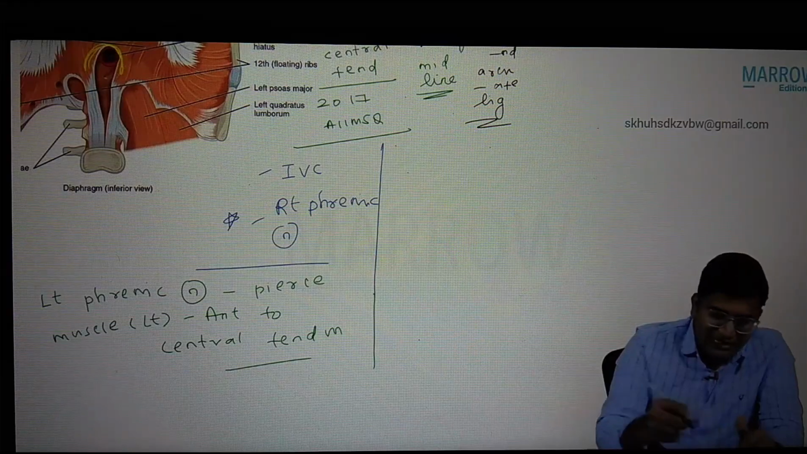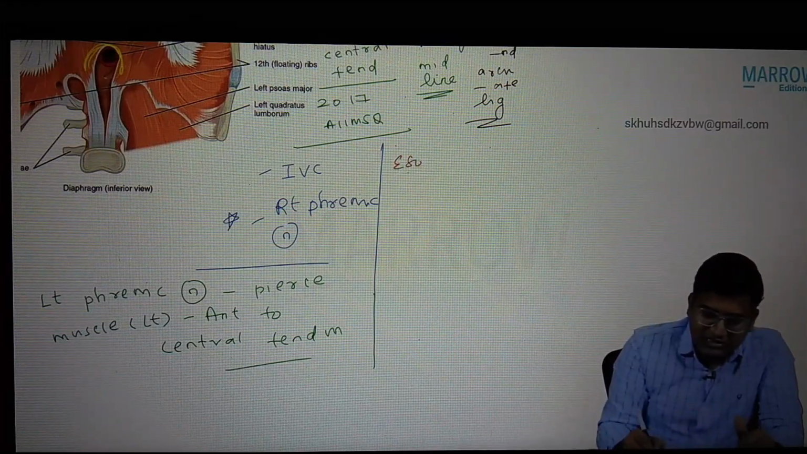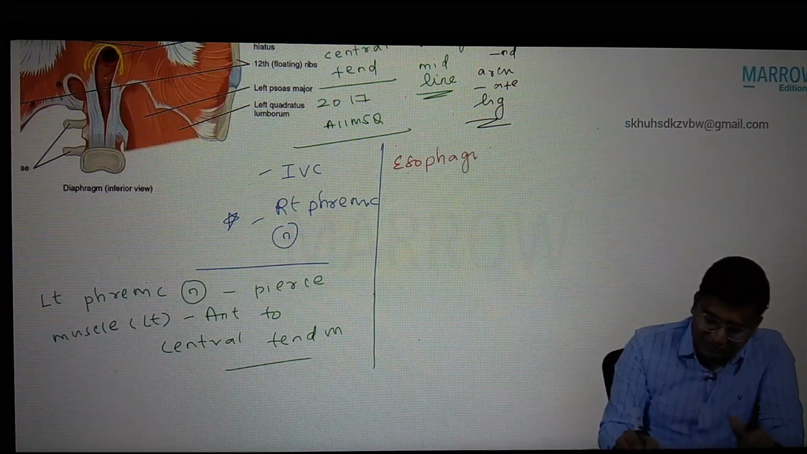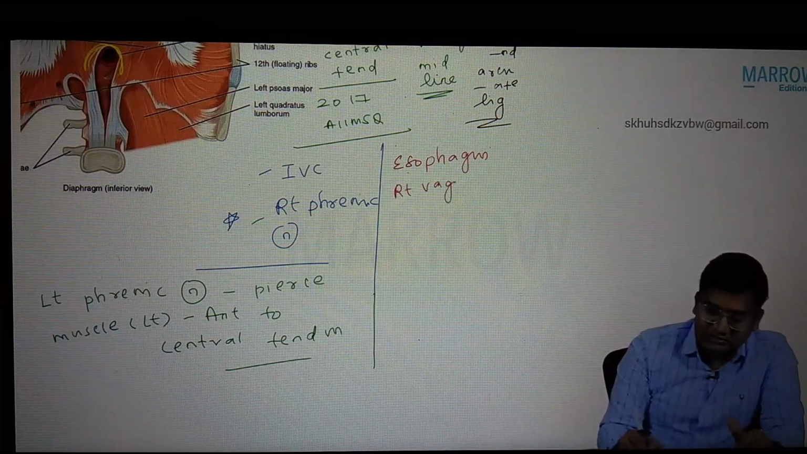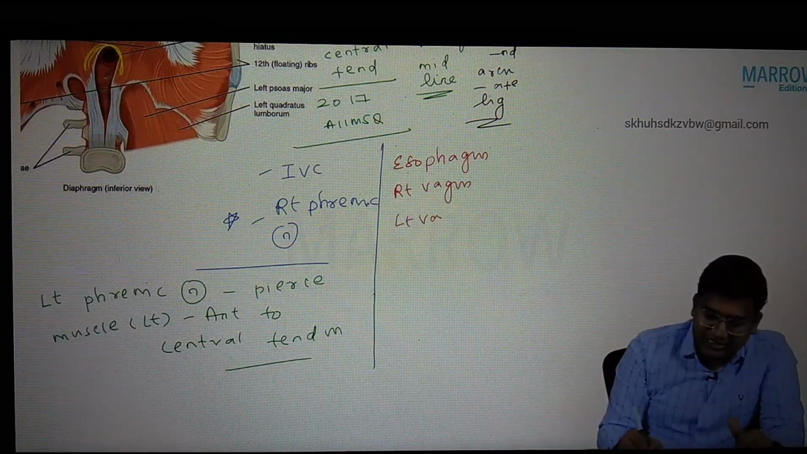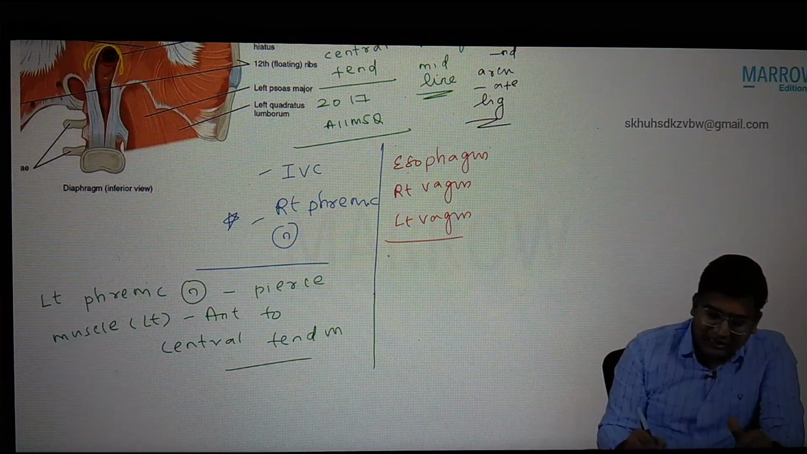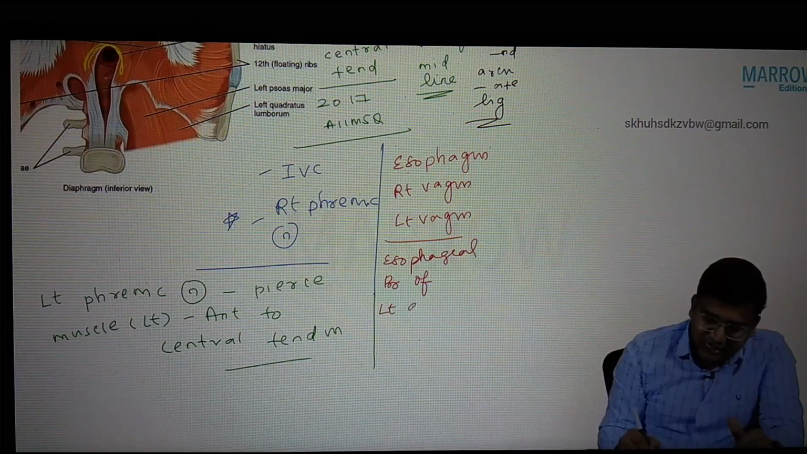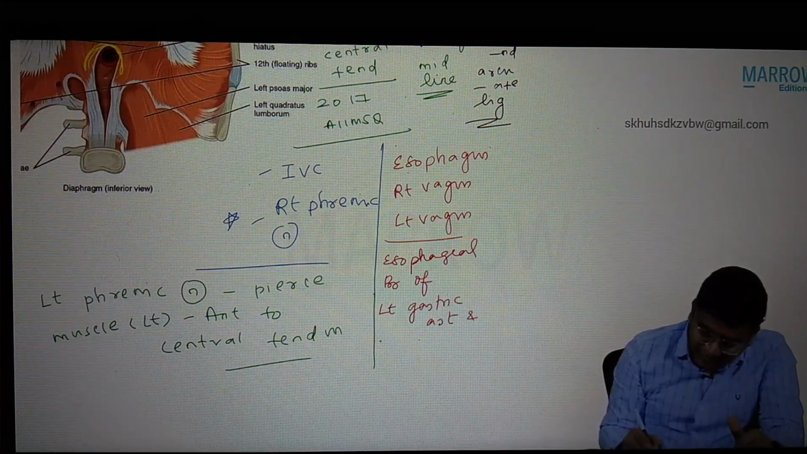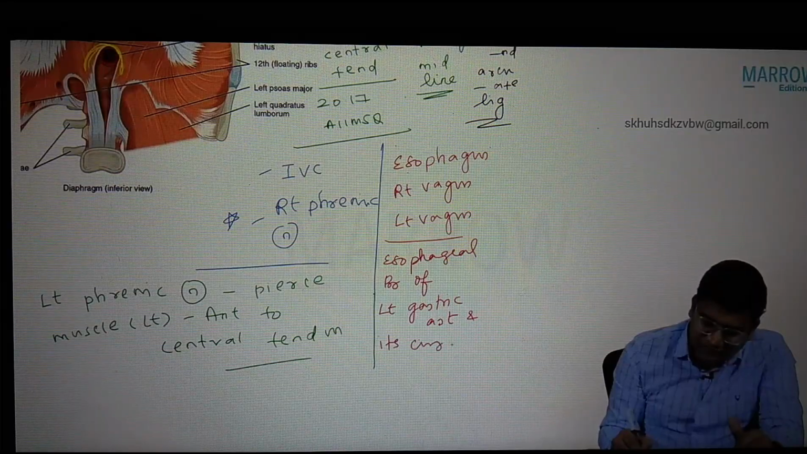Now, next, the esophageal opening. The esophageal opening transmits the esophagus. Okay, very good. And then the vagus nerves, right vagus nerve and left vagus nerve, and then the esophageal branch of the left gastric artery and its corresponding tributary.